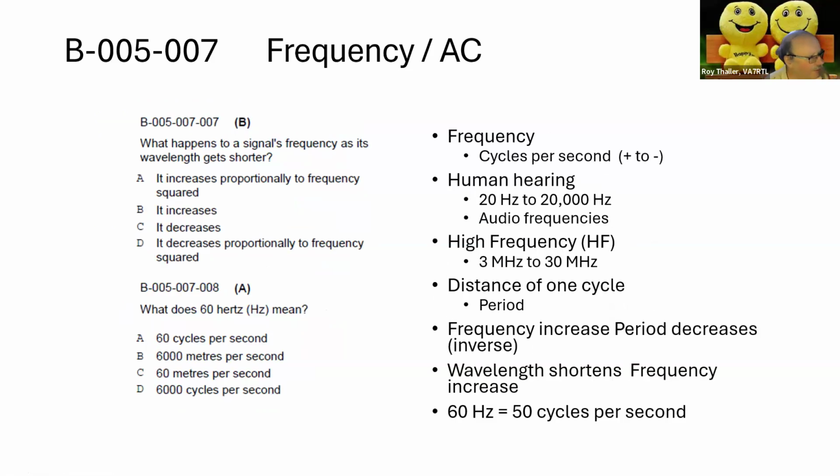What happens to a signal's frequency as the wavelength gets shorter? So as it gets shorter, the frequency increases. So B is the correct answer. What does 60 hertz mean? So that means 60 cycles per second.